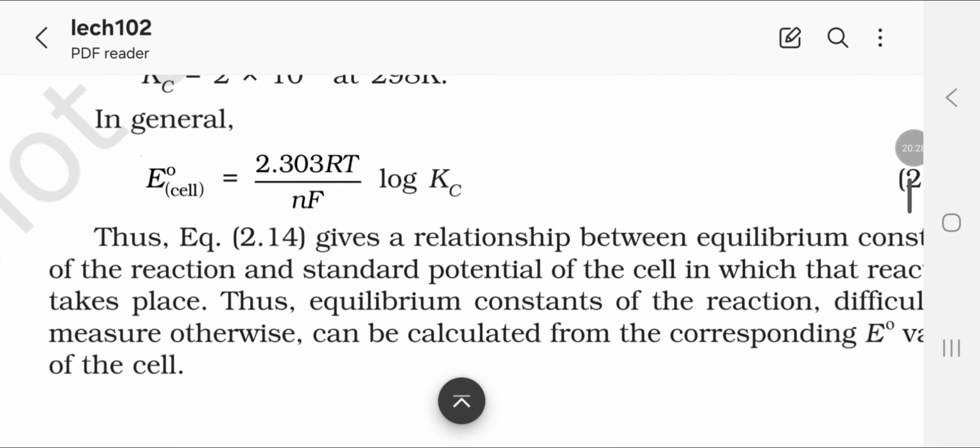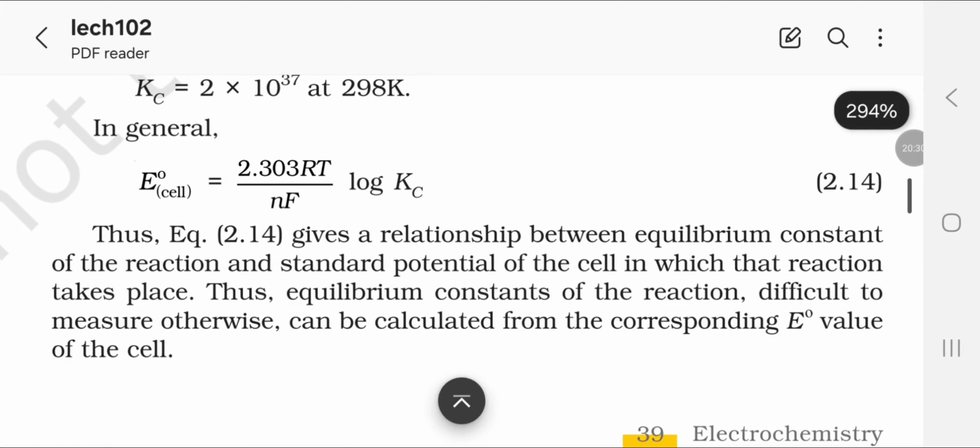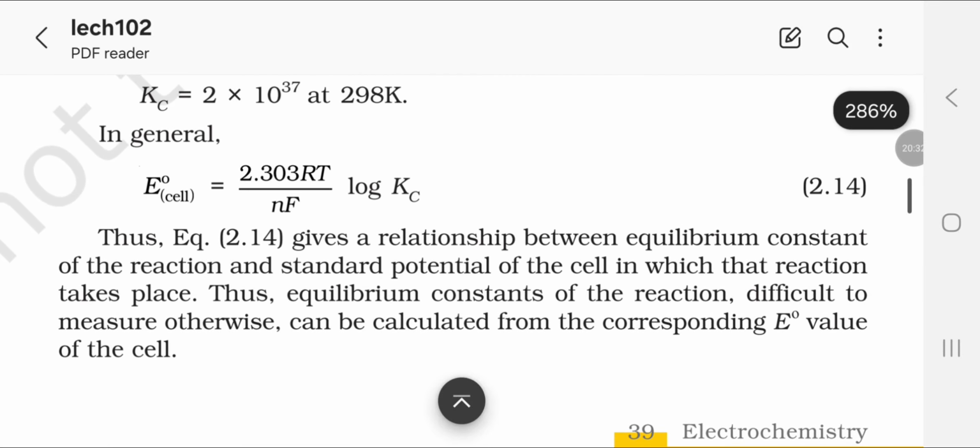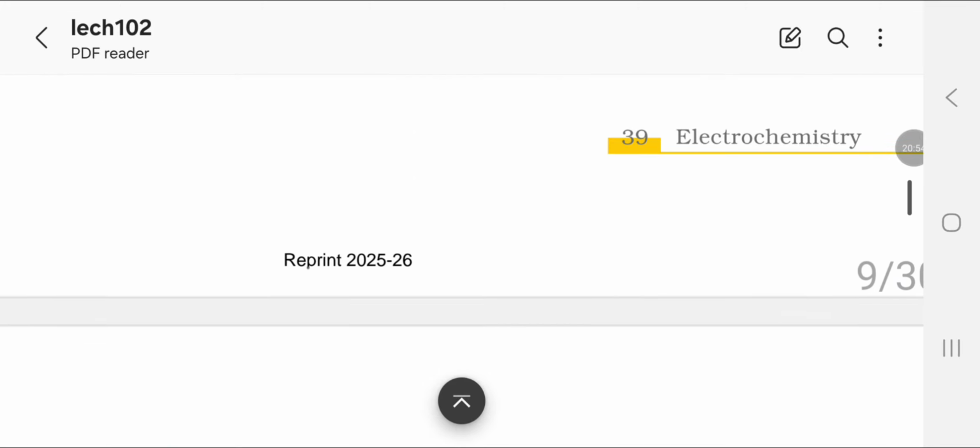In general, E naught cell is equal to 2.303 RT by nF into log of Kc. Thus, the above equation gives a relationship between the equilibrium constant of the reaction and the standard potential of the cell in which that reaction takes place. Thus, equilibrium constants of reactions, difficult to measure otherwise, can be calculated from the corresponding E naught value of the cell.